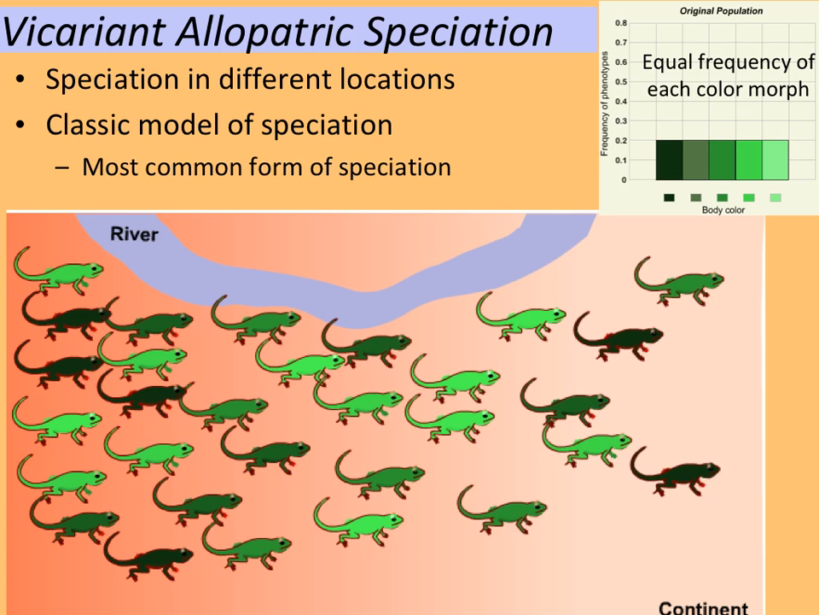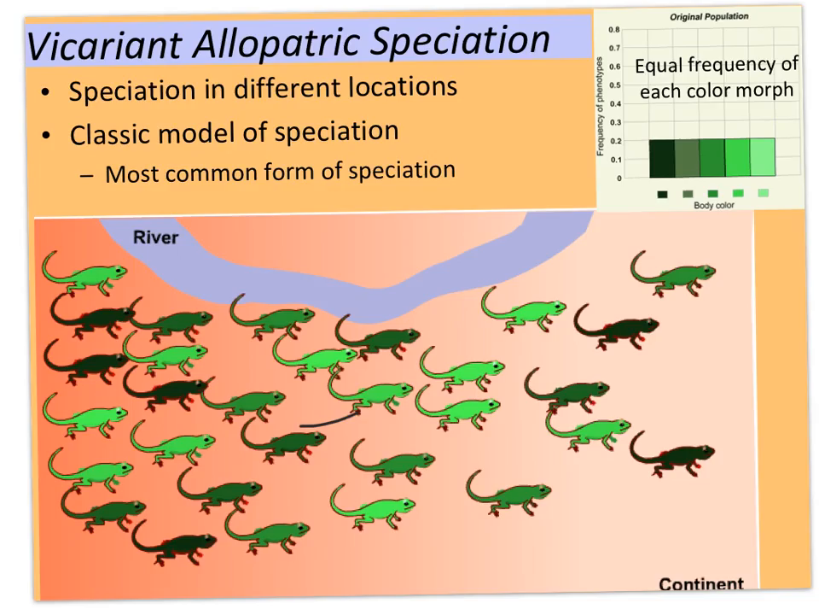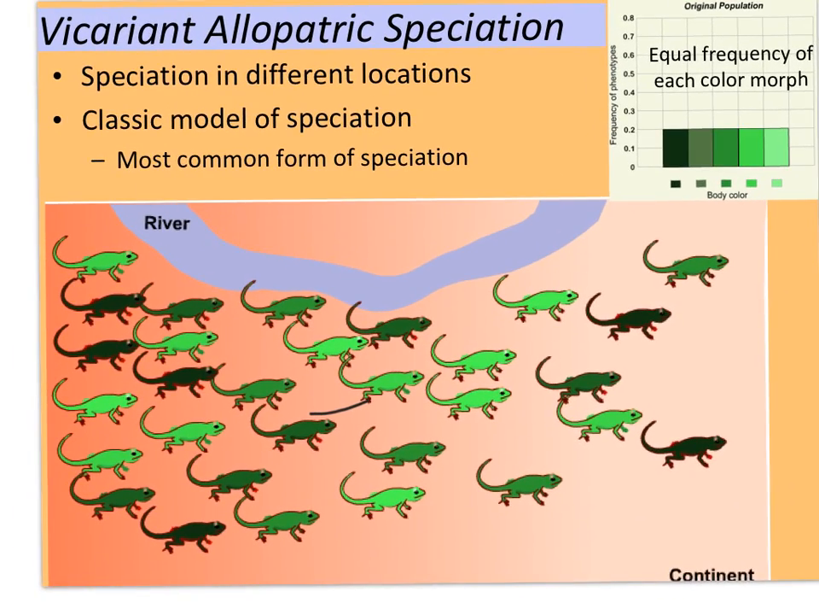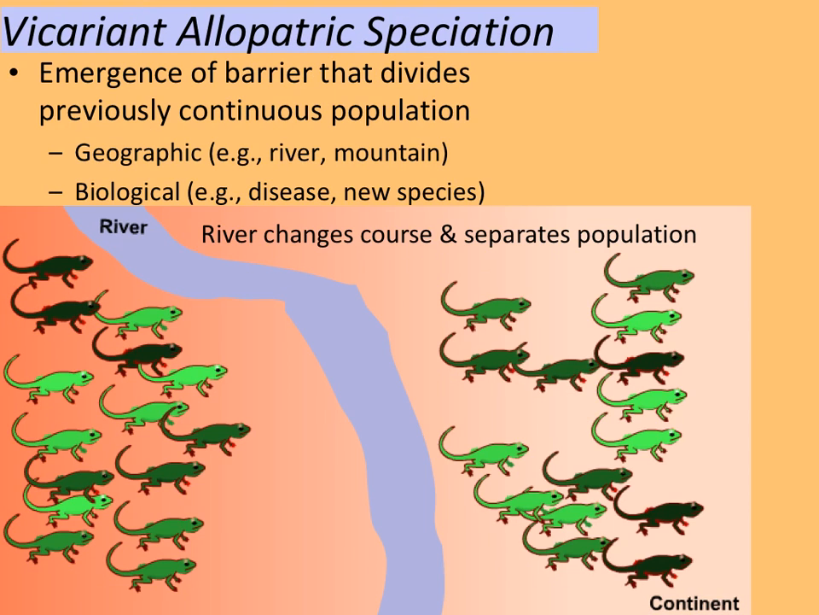Okay, so this is an example of vicariant allopatric speciation. These are different color morphs. So we've got light green, dark green, brown, black, moderate green, whatever. And they're all 5 different color morphs. They're all at 20% of the population. Okay? Now, there's this big river here, and things are going to happen. The river changes course. It now splits these populations in two.